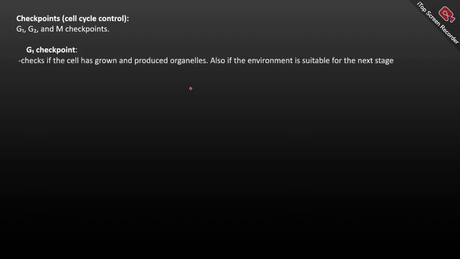The G1 is the first checkpoint. It checks if the cell has fully grown and is ready for division. More like your parents looking at you like, is this one ready for marriage? No, still young. That is the G1 checkpoint. It also checks if the environment is suitable for the next stage.